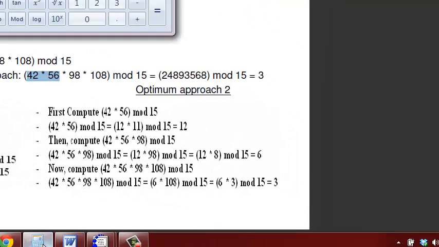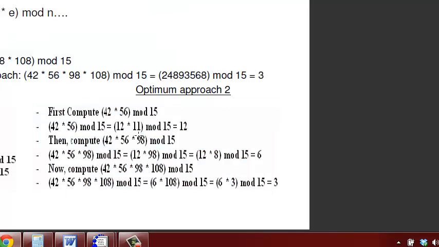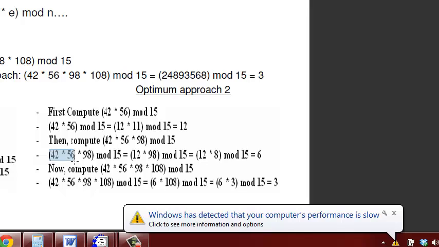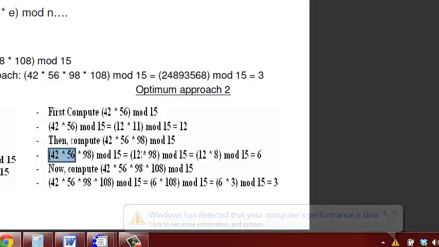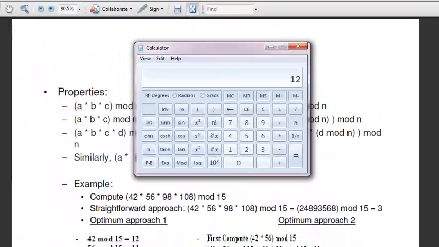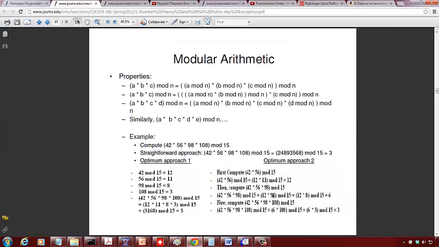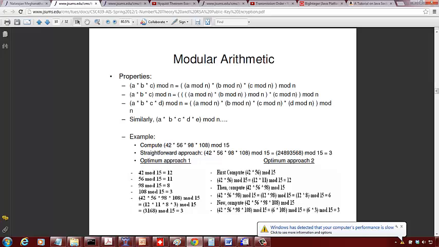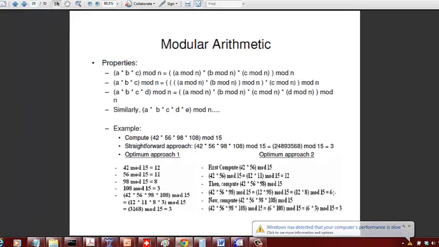132 mod 15 is going to be 12. Alright, and so now you have 12 replacing 42 times 56. So what you are working with now is 12 times 98, the next integer. And for 12 times 98, again, you don't want to work with 98 as it is. You can reduce 98 further, because 98 mod 15 is going to be 8. That's how you get this 8. So it's basically 12 times 8 is 96. 96 mod 15 is going to be 6.